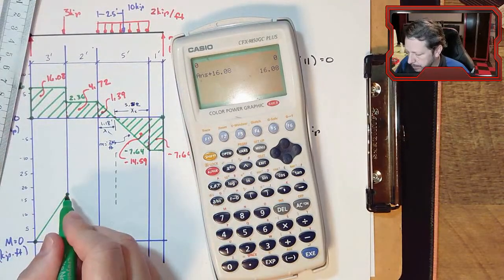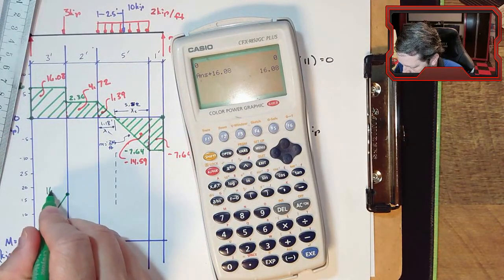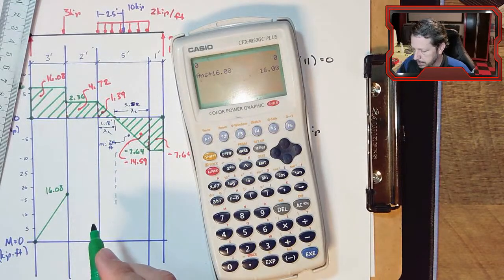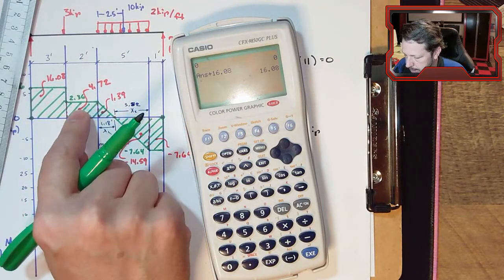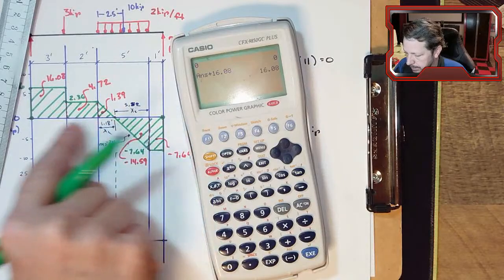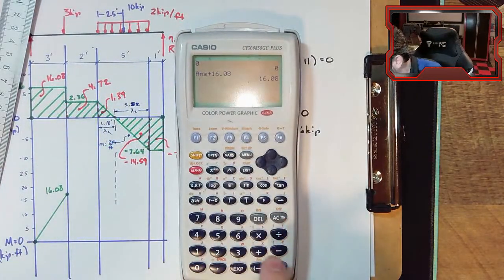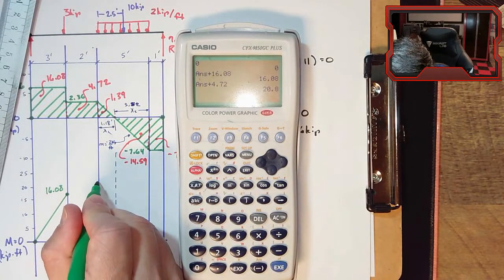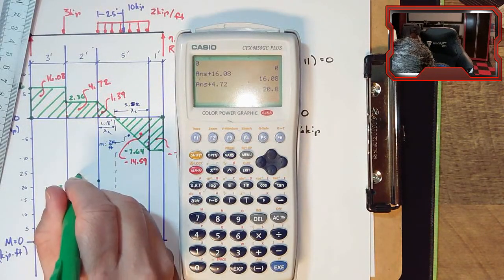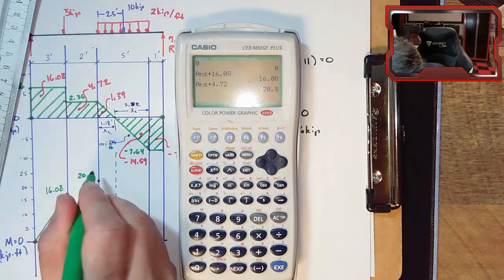So like that. And then I would mark down that this is 16.08. Okay. Then we add, this is positive above the 0 reference line, so add 4.72. Now we're at 20.8, which is, you know, maybe right here. 20.8.